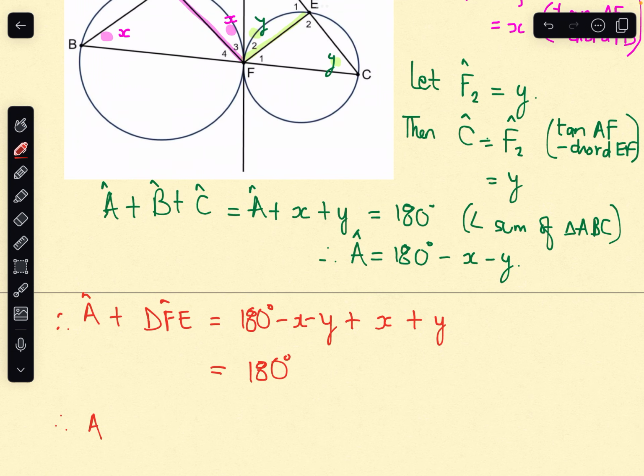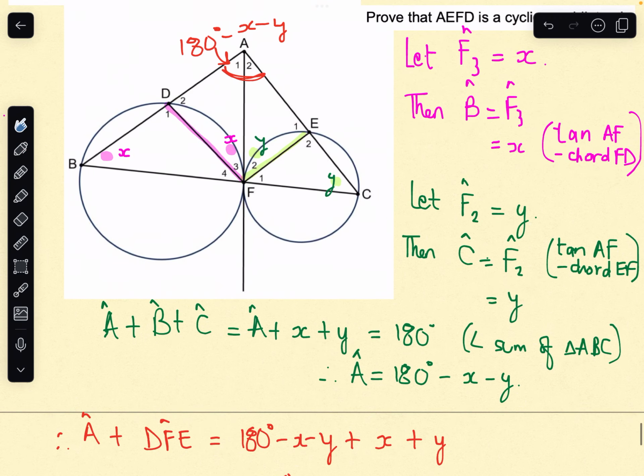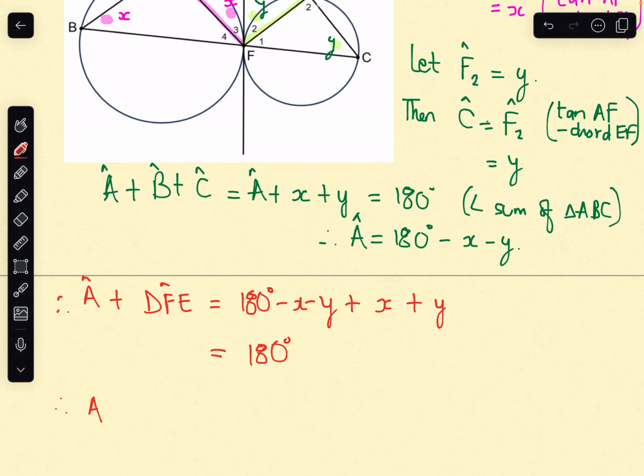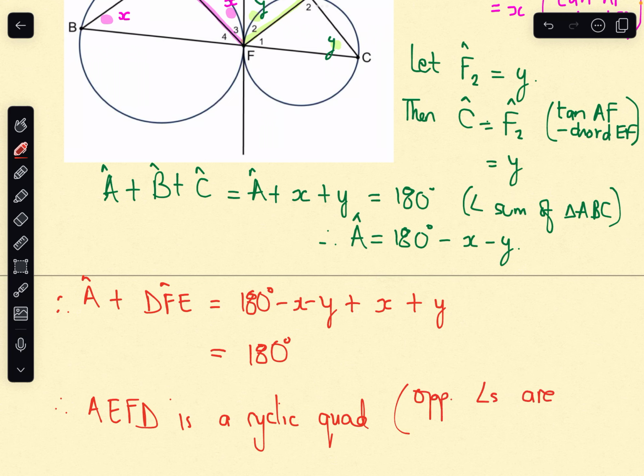Therefore, what is the order? AEFT is a cyclic quad. Reason being opposite, oh, that does not look like opp, that looks like app. Opposite angles are supplementary.